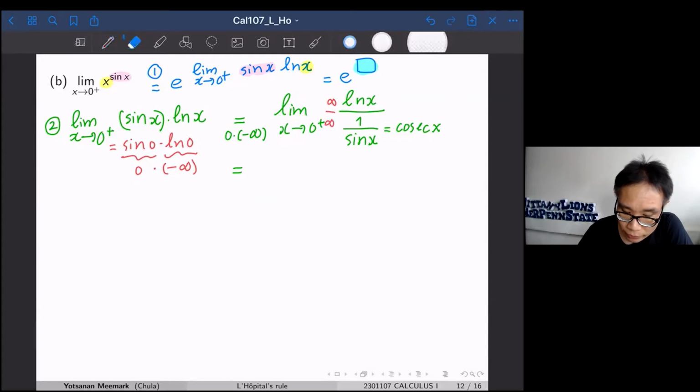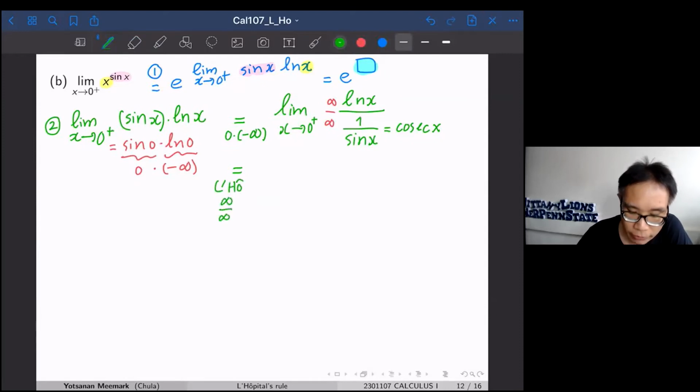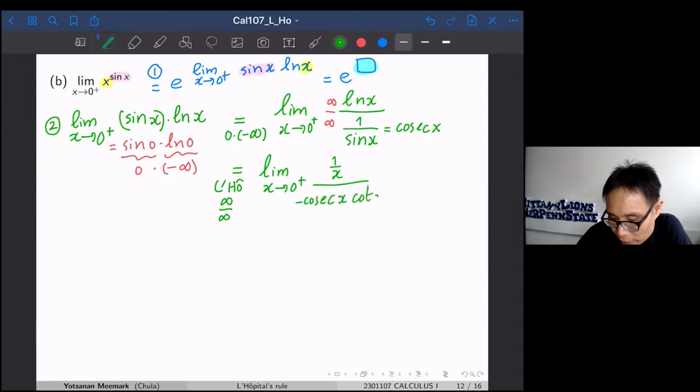So in this case, you get to differentiate. You use L'Hopital for infinity over infinity. So you have the limit as x goes to 0 from the right, and you differentiate. You differentiate log, you get 1 over x. You differentiate cosec, it's going to be negative cosec x cot x.